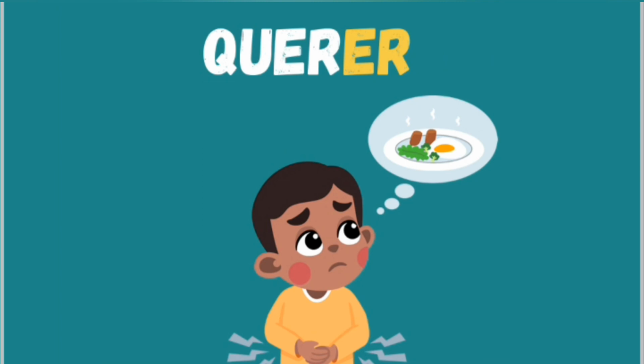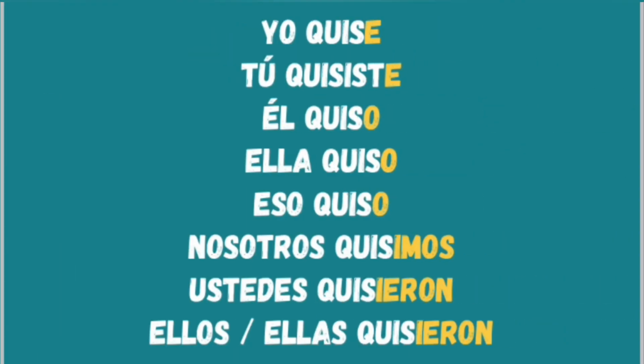Now I have this other verb, it's to want. Want in Spanish means querer. Okay, so now let's see how you have to conjugate this in the indefinite past. So if you want to say I wanted, then you have to say yo quise.